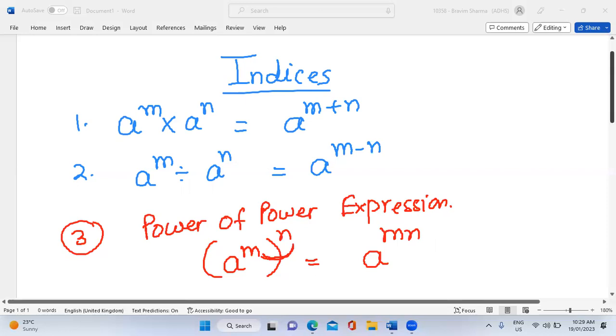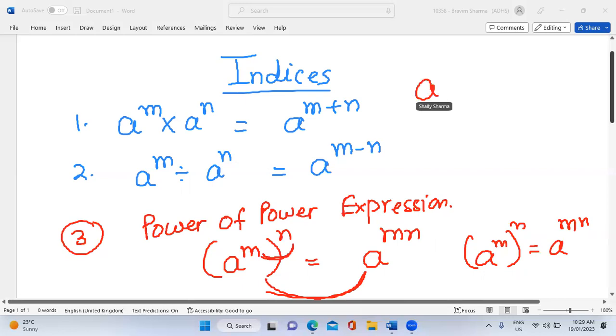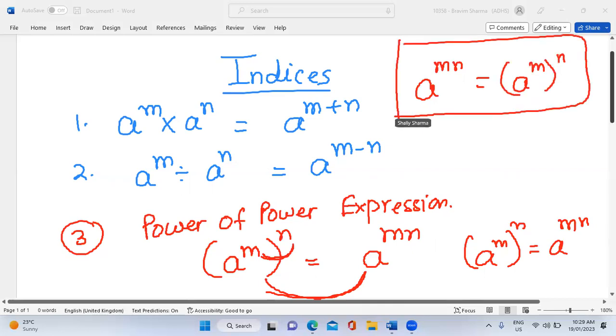This rule will be used both ways. In some cases, a to the power m and whole raised to the power n is given, so we will make it a to the power of mn. And sometimes we will use a to the power of mn as a to the power m whole raised to the power n. And mainly we will be using this case when we have m into n as a fractional value.